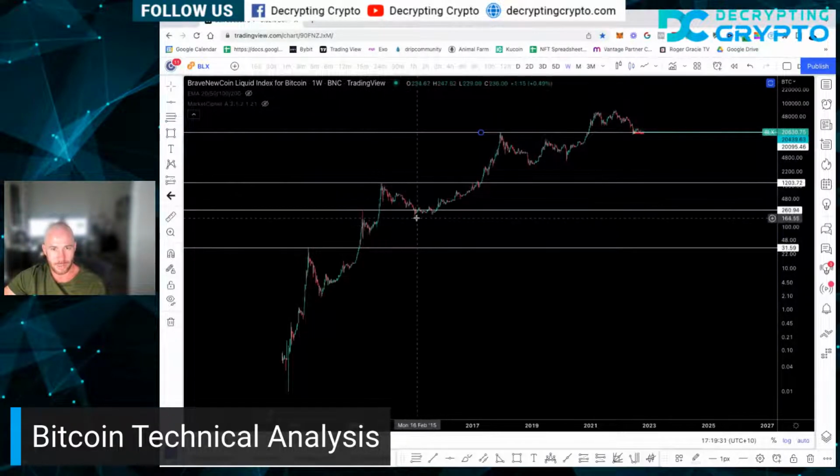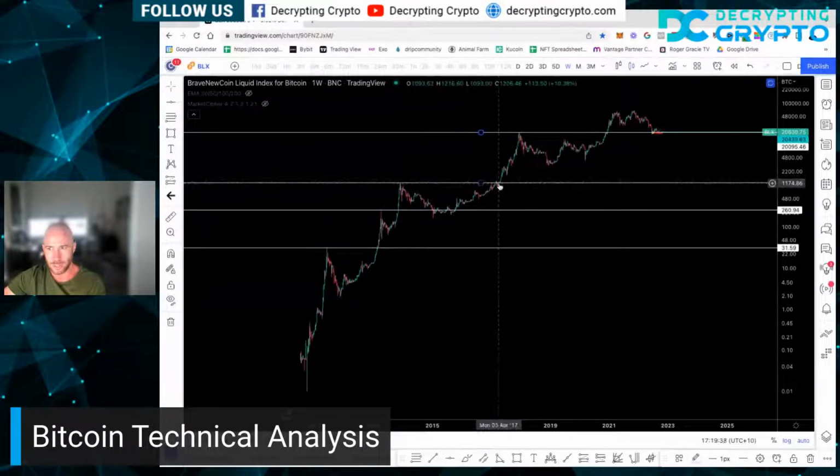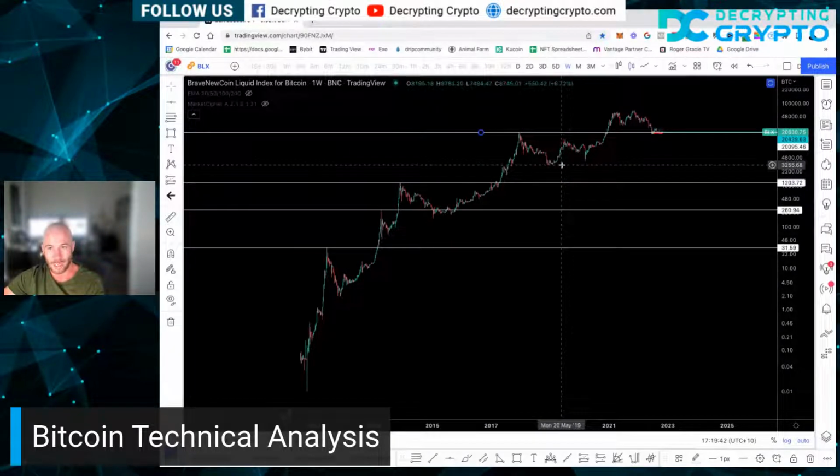This one, we did come back. We went a little bit lower because this was like a double bull run into a bull run. This one, the all-time high was 1174. We didn't even come down to those, but we came quite low.